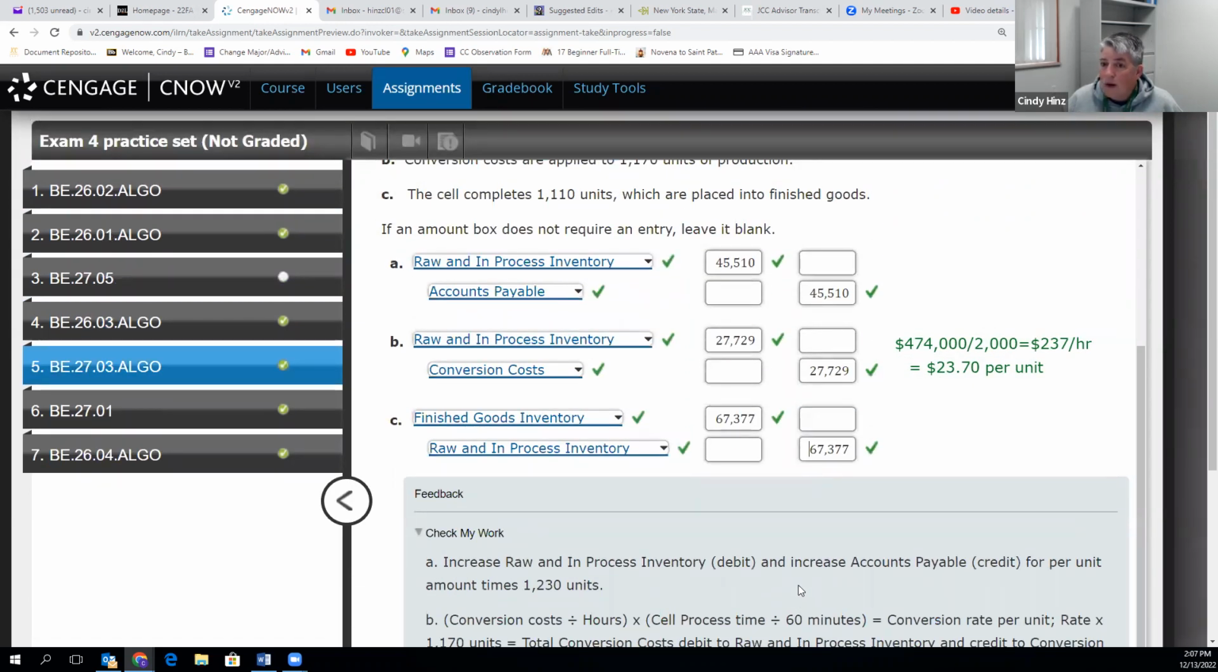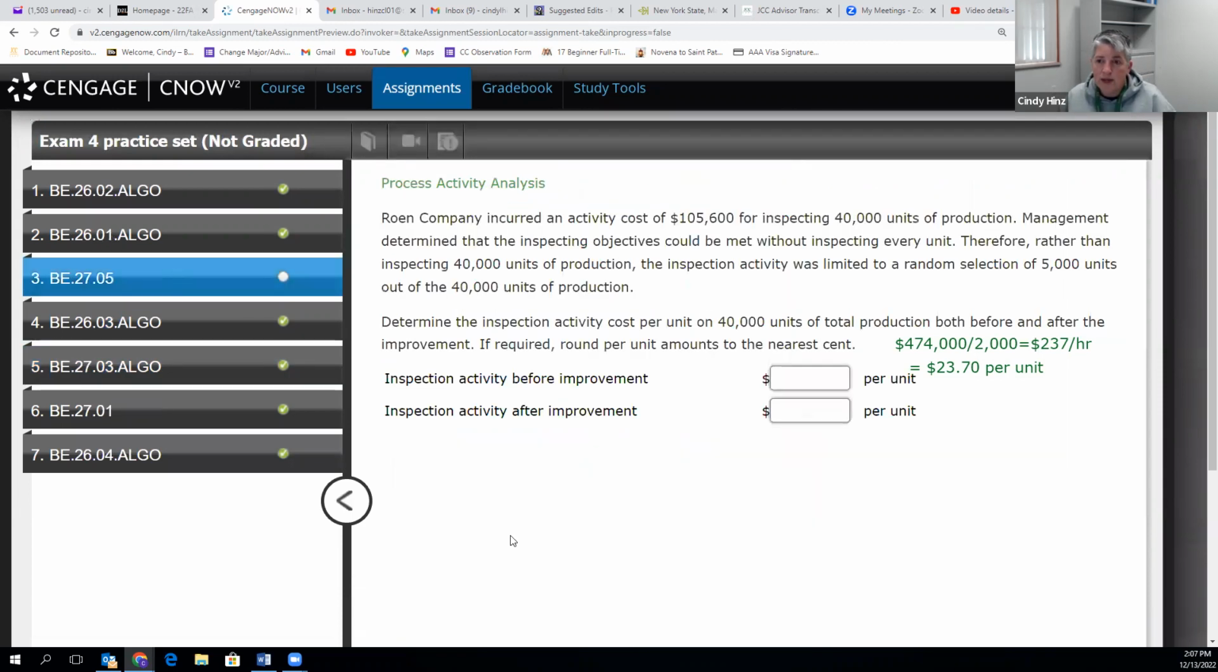Okay, one more exercise. Let me get that writing off the screen. That is exercise 2705. And this is not an algorithmically generated exercise, so everyone should have the same here.